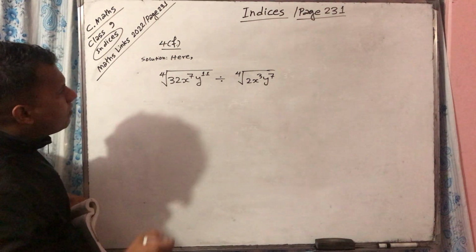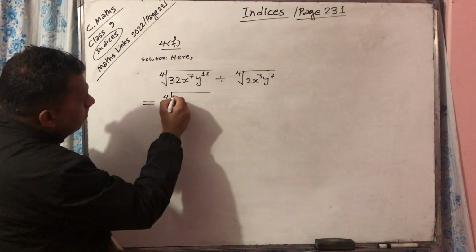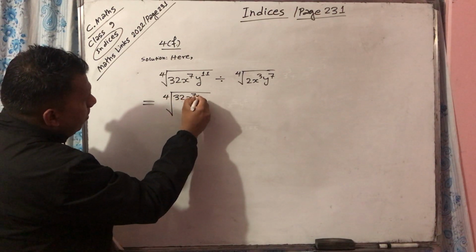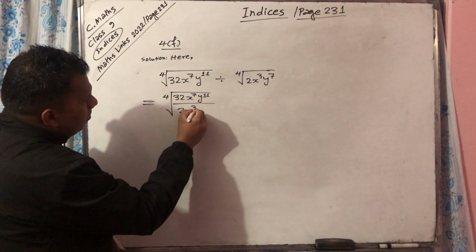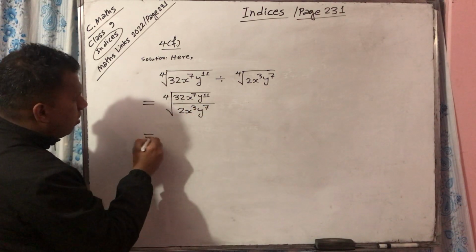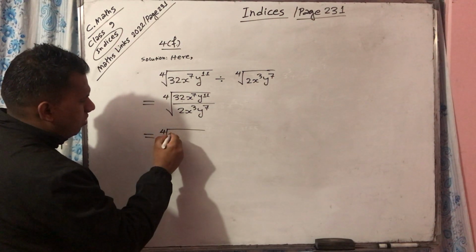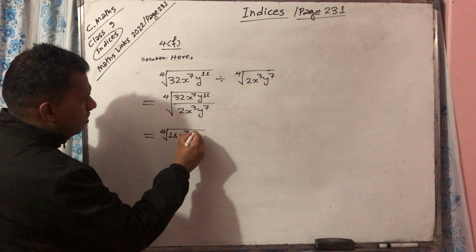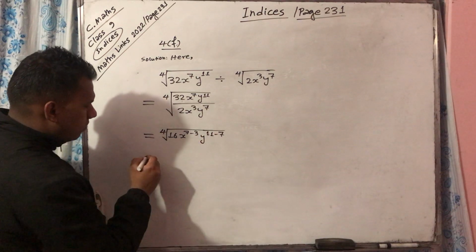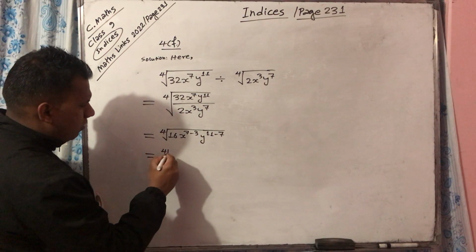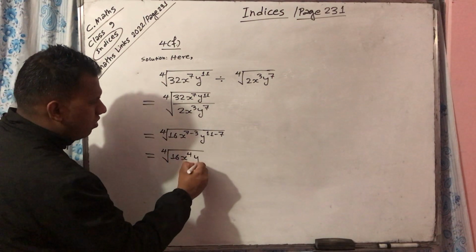Since the order is the same, we can put it in a single root. Fourth root of 32x to the power 7 y to the power 11 upon 2x cube y to the power 7. 32 divided by 2 is 16. So fourth root of 16 x to the power 7 minus 3, y to the power 11 minus 7.